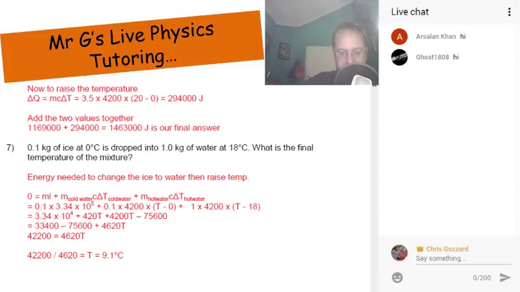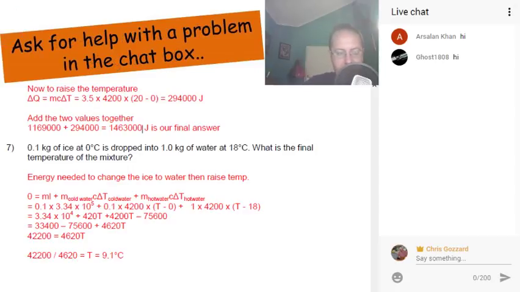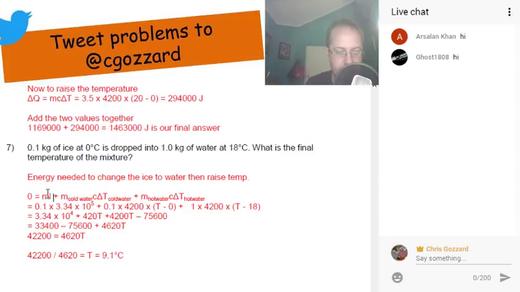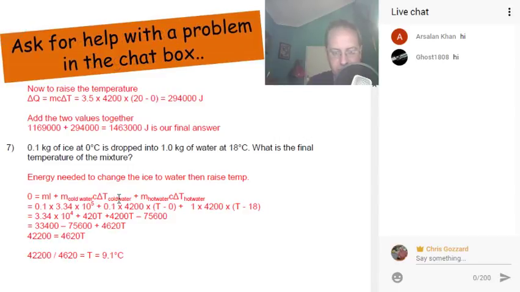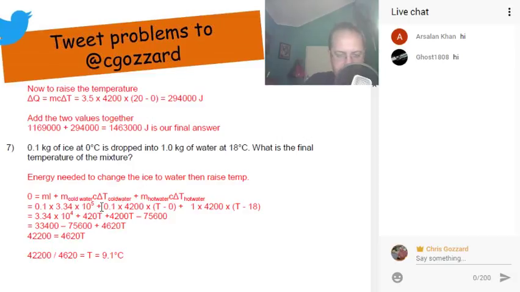So we need to do two things. We need energy to change the ice into water, and then we need to raise the temperature of the cold water. For the whole system, there's not going to be an energy change. So we can say 0 is equal to the energy required to change the ice into liquid. Then we're going to raise the temperature of that liquid from 0 to a new temperature, which we don't know. But also, we're going to take energy from our hot water, so our hot water will actually reduce in temperature. So first things first, let's convert the ice into water, which is this one here.